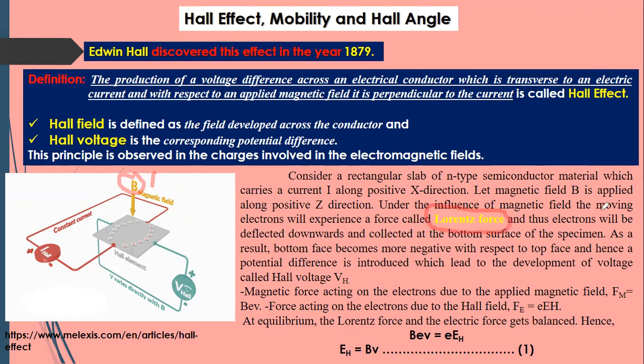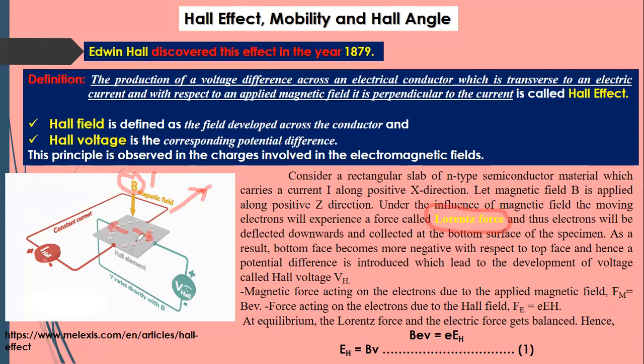Under the influence of a magnetic field, the moving electrons will experience a force. Whenever the electron travels in the negative x direction, at the same time a force is generated, and that force is nothing but the Lorentz force. That Lorentz force causes the electron path to deflect towards the front face of the rectangular block, away from the core.